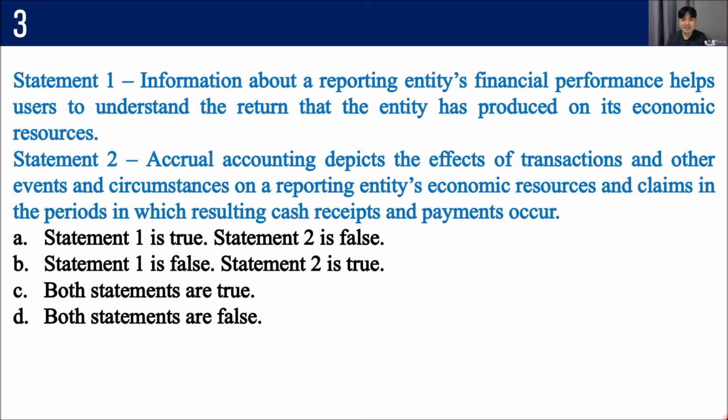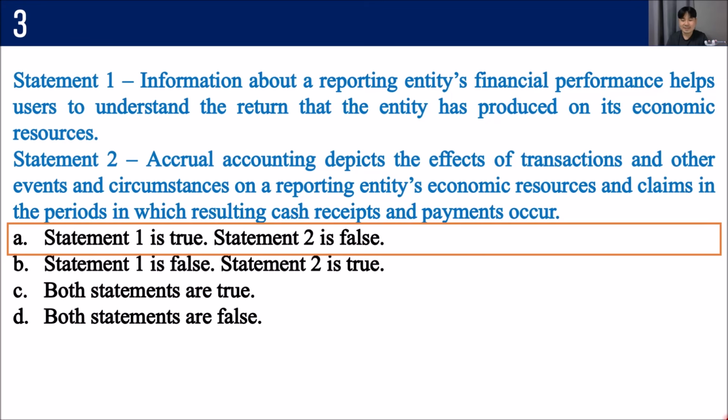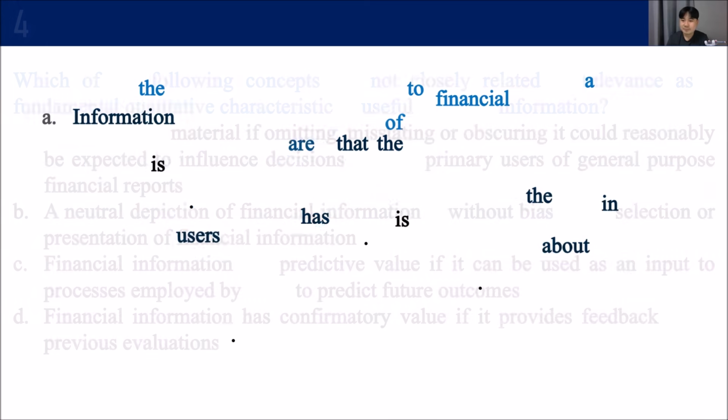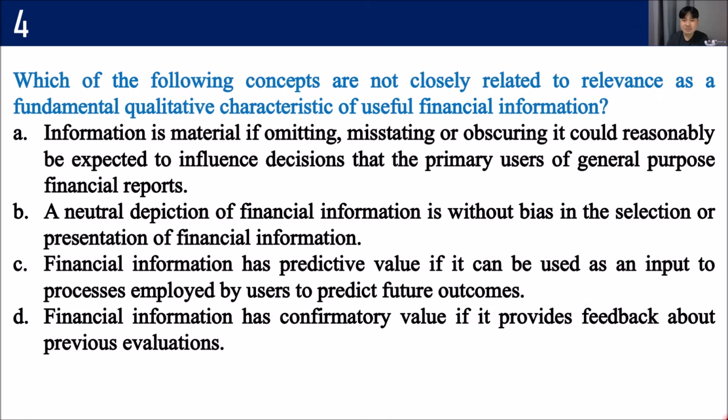The correct answer is A. Statement 1 is true, statement 2 is false. Because we said that in accrual accounting, we record transactions when they happen regardless of when cash receipts and payments occur. What happened in statement 2 is that it became cash basis, right? Okay? Number 4.